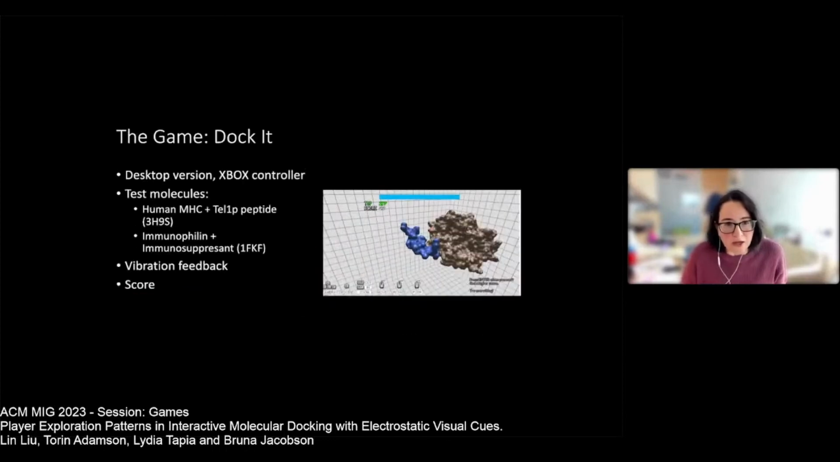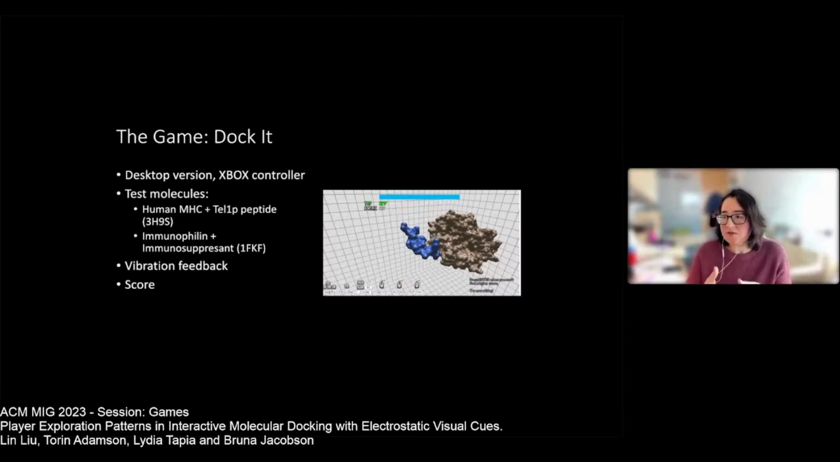So our game, we call it Docket. For this experiment, we used a desktop version with an Xbox controller. We had two molecules, both from the human immune system. We'll call them by their structure names: 3H9S for human MHC, and human cyclophilin is 1FKF. The Xbox controller had vibrational feedback for collisions.